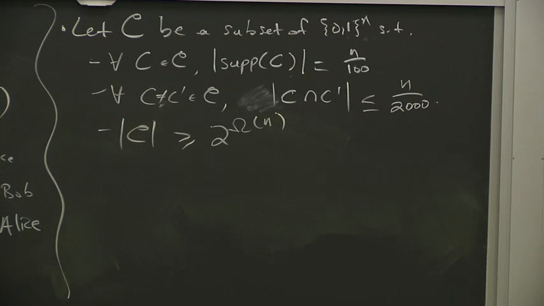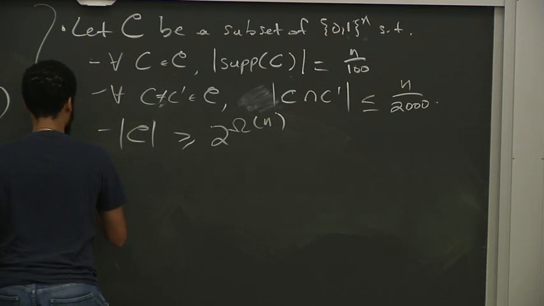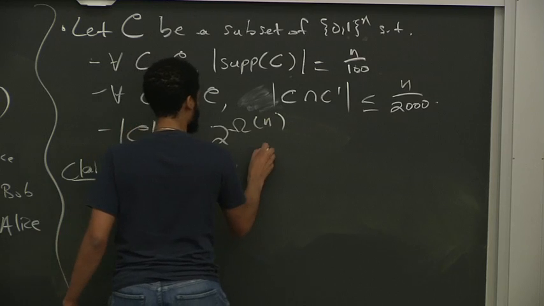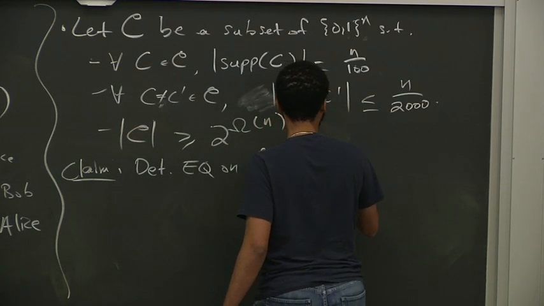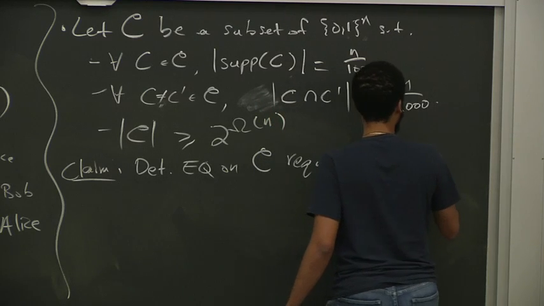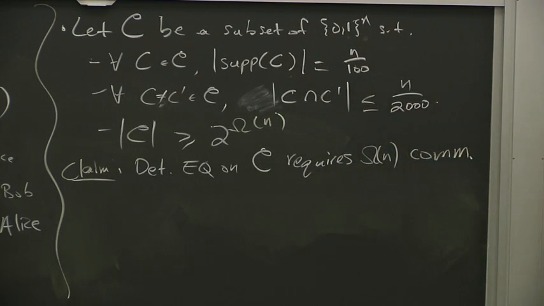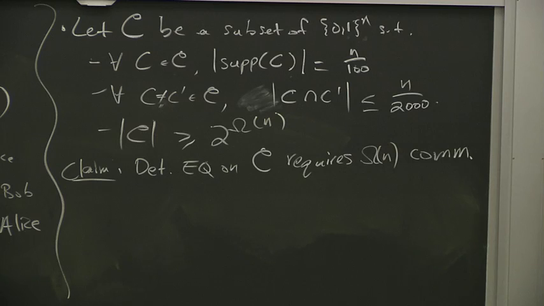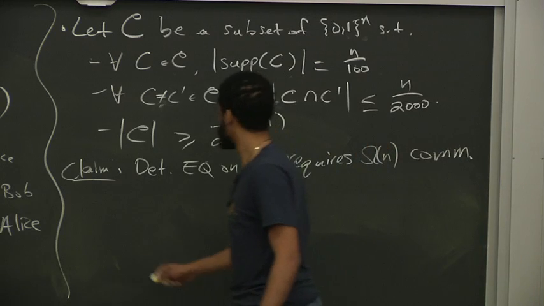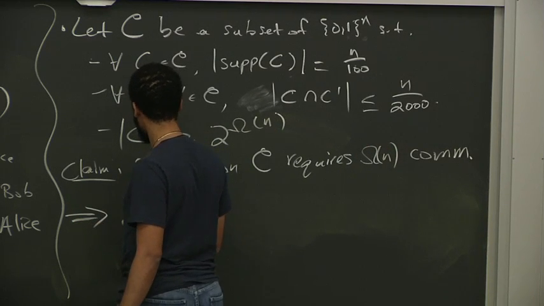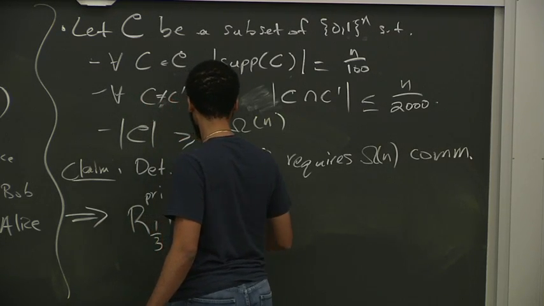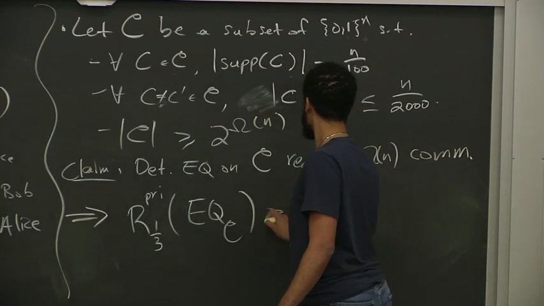By the pigeonhole principle, deterministic equality on C requires omega n communication. Right. In particular, it requires log size of C communication by the pigeonhole principle. Okay? But then by that theorem, this implies that the randomized 1/3 private communication on C, let's say, is at least omega log n.